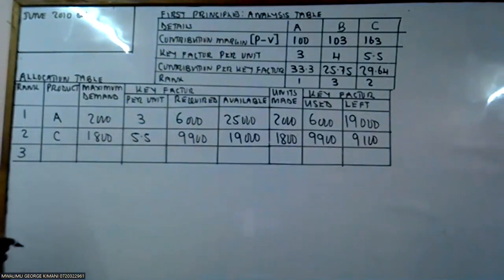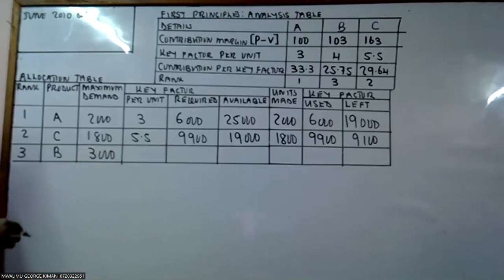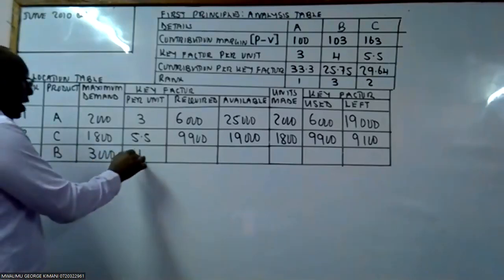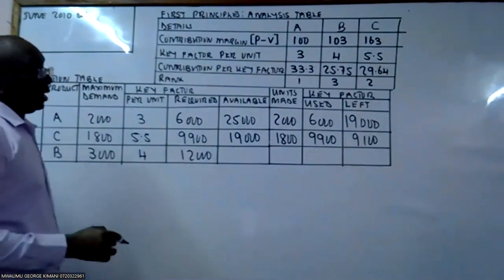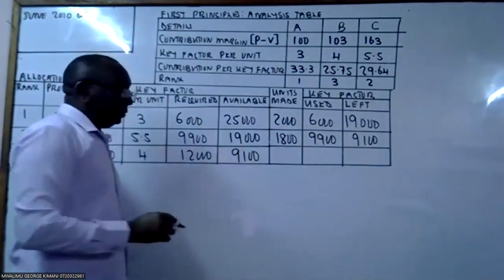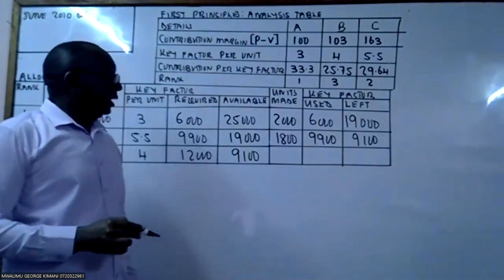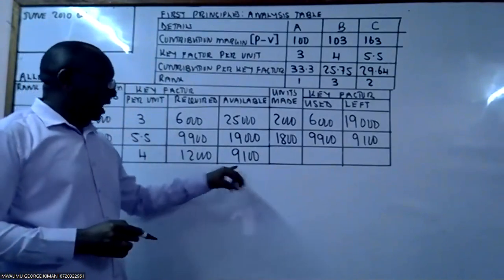You go to product number 3, which is product B. So the product B, we have a maximum demand of 3,000. So each is taking us 4. So that means we require 12,000. But with us, we have 9,100. So it is very clear that we cannot afford because we require 12, but we have 9.